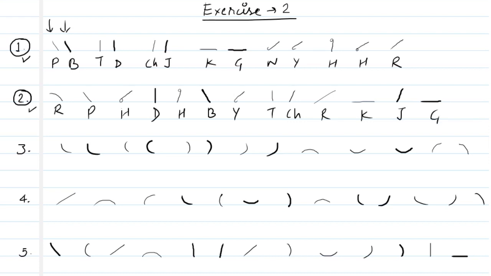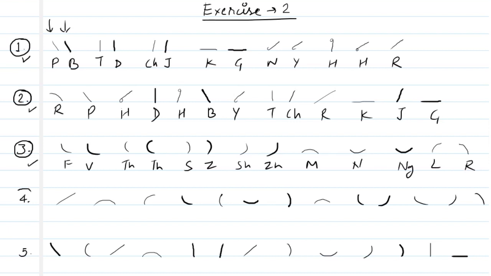Let's move to the third line. This is F, this is V, this is Ith, this is The, then we have this S, and then we have this Z, then this is Ish, and then this is Zh, this is M, this is N, this is Ing, this is L, and then we have this R. Okay, so we're done with this third line.